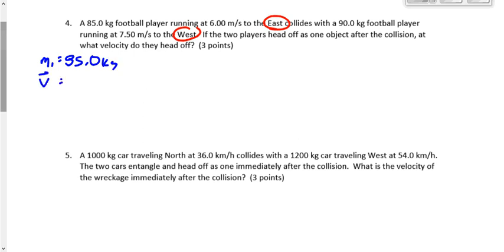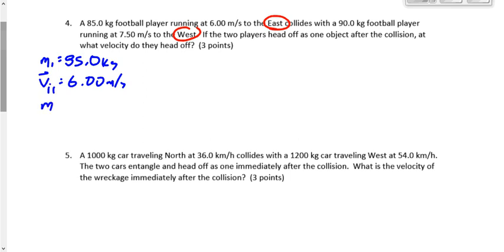Some velocity is 6.00 meters per second. Can you tell me what that is? V1 or V2? That's V1. Object number 1, the 85 kilogram. Is that V1I or V1F? Initial or final? That's initial, right? Before the collision takes place.